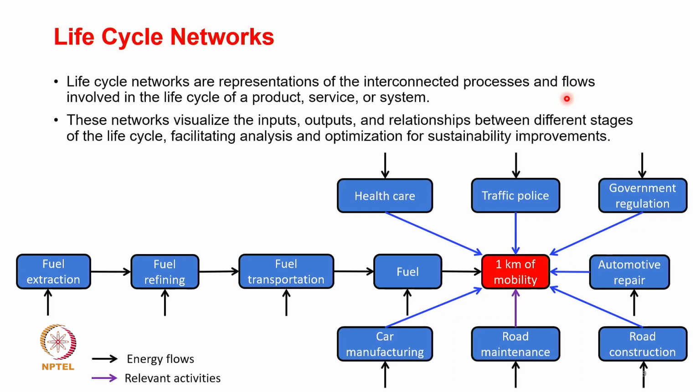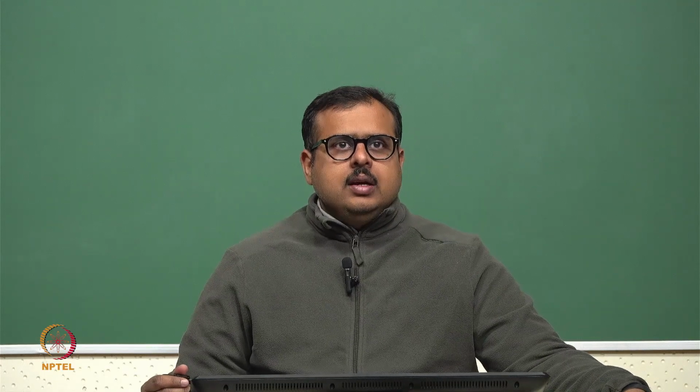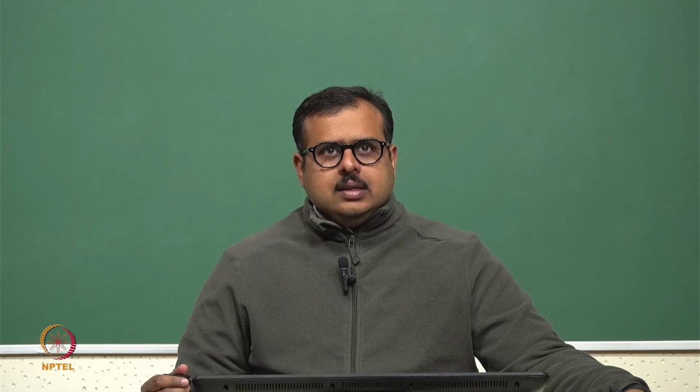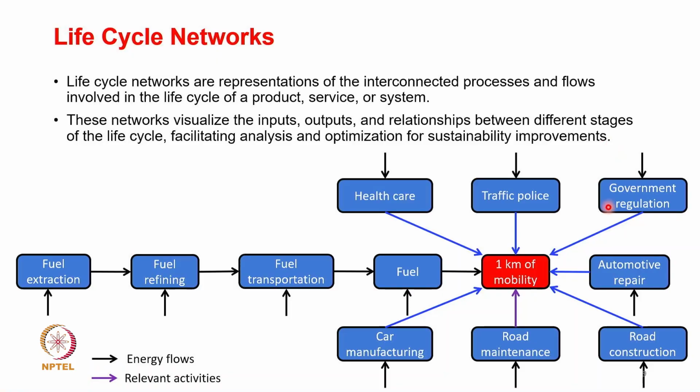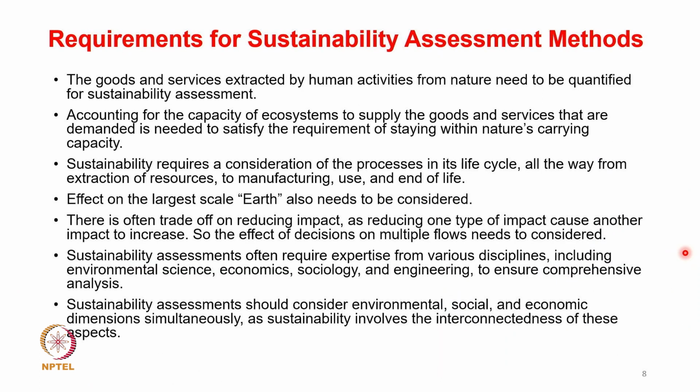This is what is being done by means of life cycle networks. Life cycle networks are a representation of interconnected processes or flows in the life cycle of a product, service or system. These networks visualize inputs, outputs and relations between different stages of their life cycle, facilitating analysis, optimization and sustainability improvement. So you need to have this entire gamut understood when we talk about even a simple case like emission.